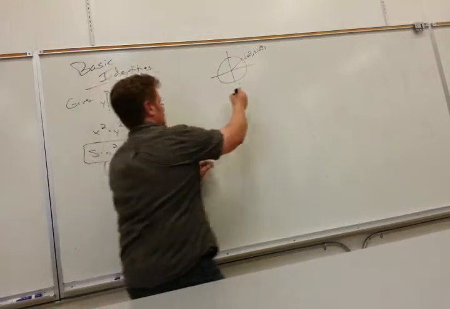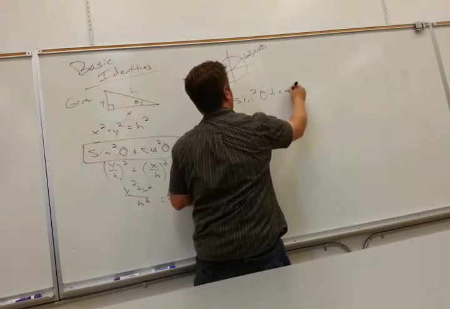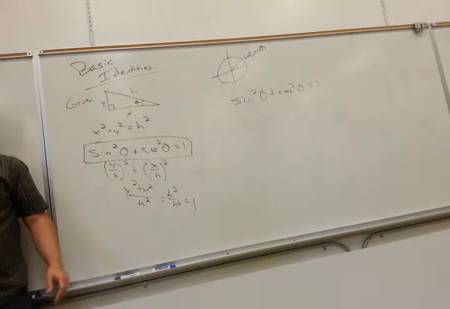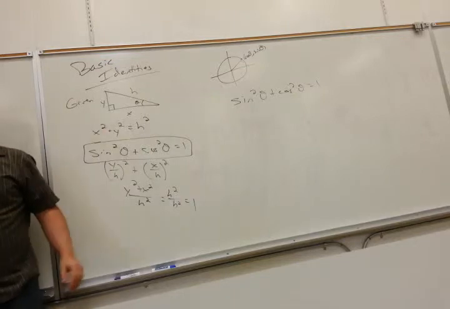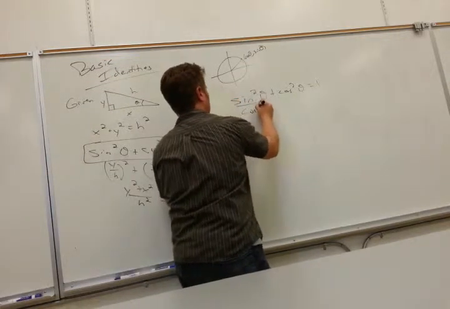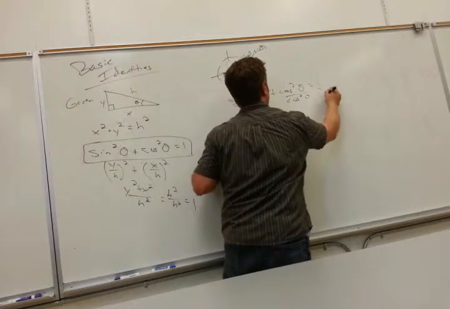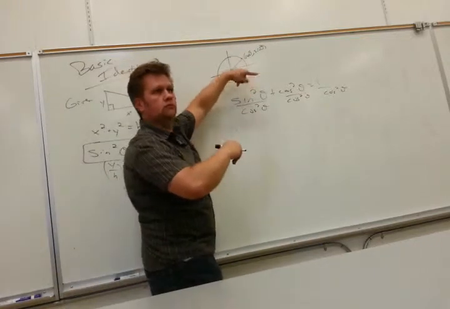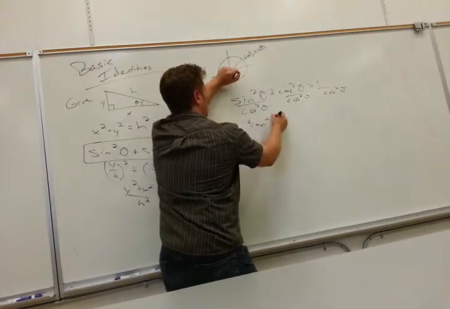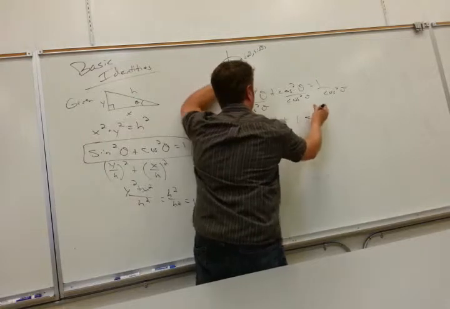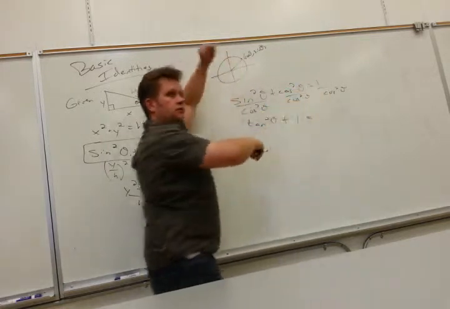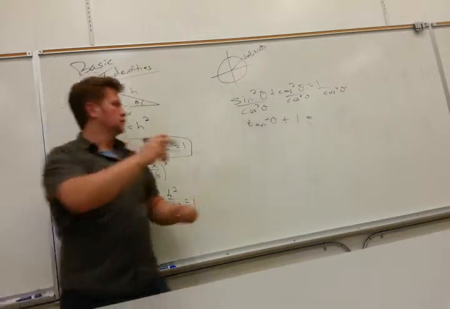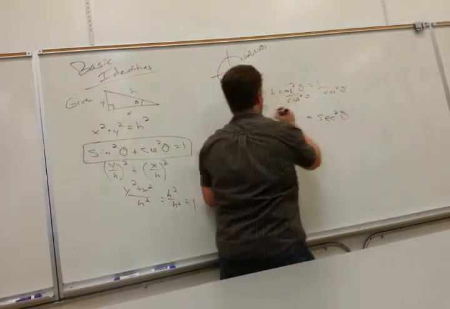Now if you take this fundamental identity, divide both sides by cosine squared. Just because. What do you get? What's sine over cosine? Tangent. So you get tangent squared plus 1 equals 1 over cosine squared, which is secant squared. All right, there's identity number 2.